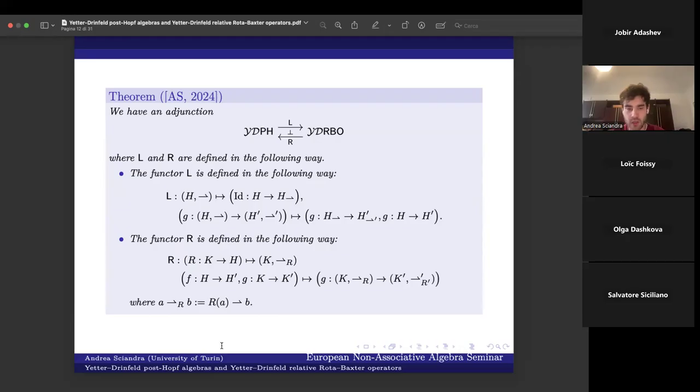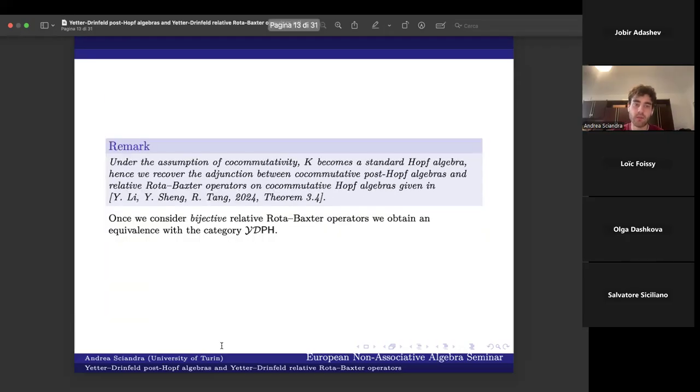So we have an adjunction, and in fact, if we assume cocommutativity, as we said before, K becomes a standard Hopf algebra, and then we recover the result, the adjunction between cocommutative post-Hopf algebras and relative Rota-Baxter operators on cocommutative Hopf algebras given by Lang, Sheng, and Tang. Once one considers bijective relative Rota-Baxter operators, we obtain an equivalence with the category of Drinfeld post-Hopf algebras.